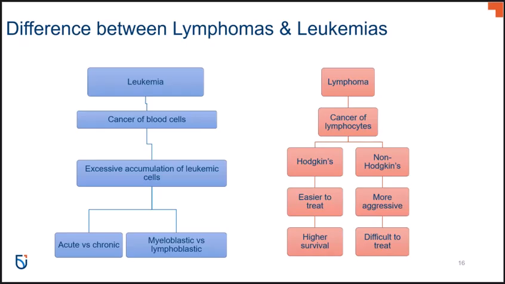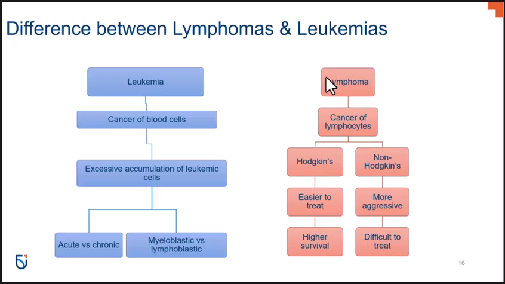Okay, now we'll move on to the qualitative disorders of white blood cells, including lymphomas and leukemias, and we'll look at the difference between the two. Leukemia is a cancer of white blood cells. Usually there is this excessive accumulation of leukemic cells, which are atypical white blood cells. There are different types that exist, including acute and chronic, as well as myeloblastic and lymphoblastic. We'll come back to this though.